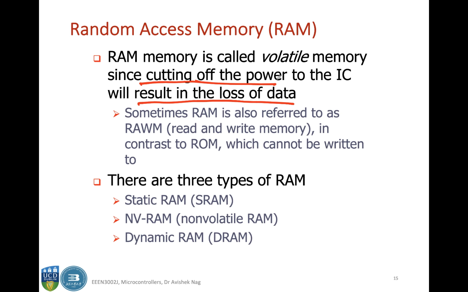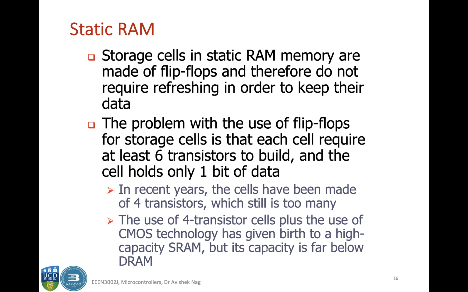Sometimes RAM is also referred to as read and write memory, in contrast to ROM, which cannot be written to. ROM stands for read only memory. RAM can be read and written to. There are three types of RAM: static RAM, non-volatile RAM, and dynamic RAM. Let's look into those one by one.